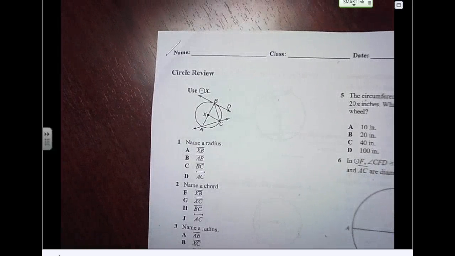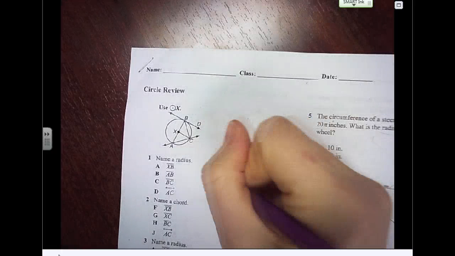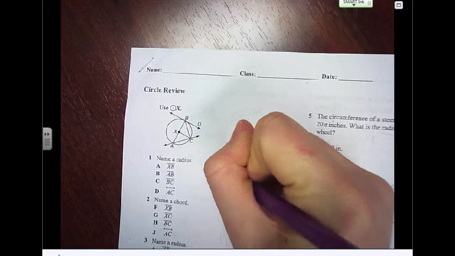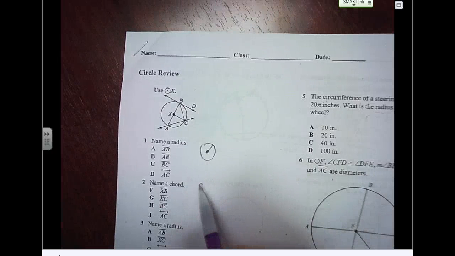Okay, the circle review test. So first thing, just a couple vocab terms here. Name a radius. Remember, when you talk about a radius, it goes from the center of the circle out to any point on the circle. Whereas a chord is going to go from one side of the circle to the other side of the circle.